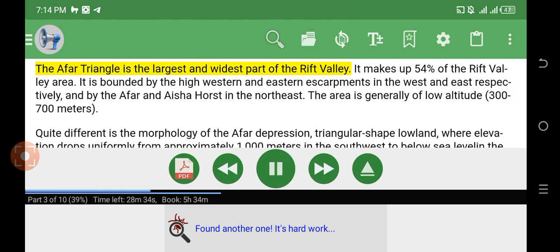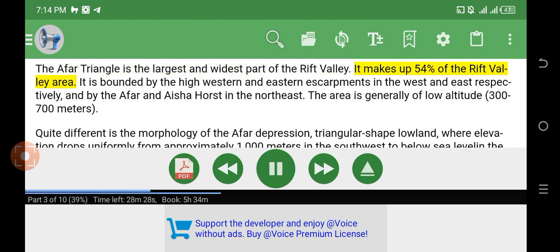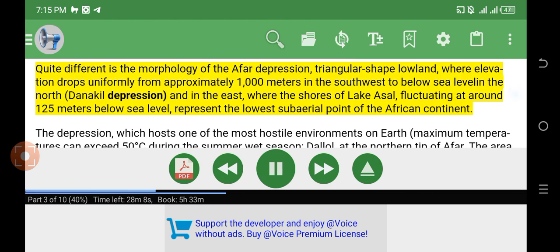It is bounded by the high western and eastern escarpments in the west and east respectively, and by the Afar and Aisha Horst in the northeast. The area is generally of low altitude, 300–700 meters. Quite different is the morphology of the Afar Depression, a triangular-shaped lowland, where elevation drops uniformly from approximately 1,000 meters in the southwest to below sea level in the north, Danakil Depression, and in the east, where the shores of Lake Assal, fluctuating at around 125 meters below sea level, represent the lowest subaerial point of the African continent.